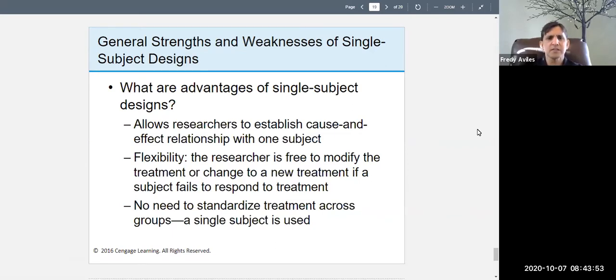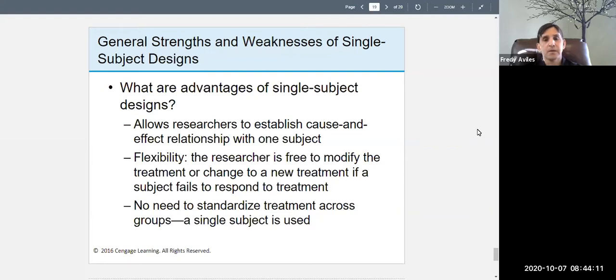General strengths and weaknesses of the single subject design. What are advantages and disadvantages? Okay, so first, advantages. One, it allows researchers to establish a cause and effect relationship with one subject. So you can see the effect with one subject. You can clearly see it. However, it's one subject only.